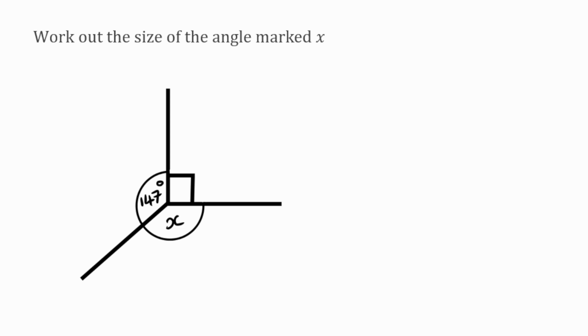Okay, for this next question, we've got three angles again. We've got our missing angle marked X, we've got 147, and then we've actually got a right angle. So again, what we're going to do now is we're going to add together the angles that we know. So we've got this 147, and then we've got a right angle which is actually 90 degrees. So I'm going to add that on to the 147. So when I do that, that gives me 237.